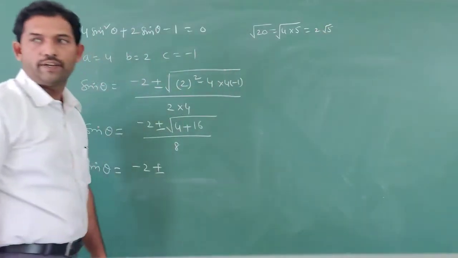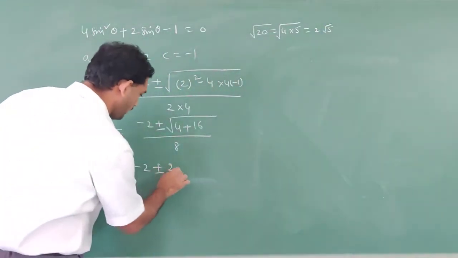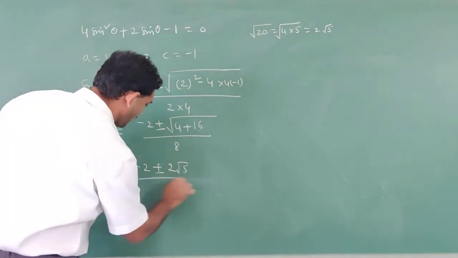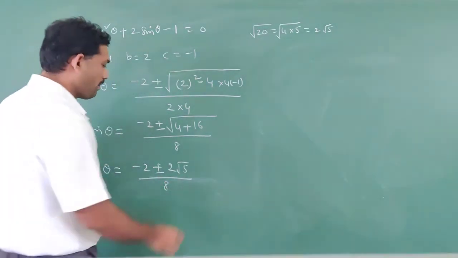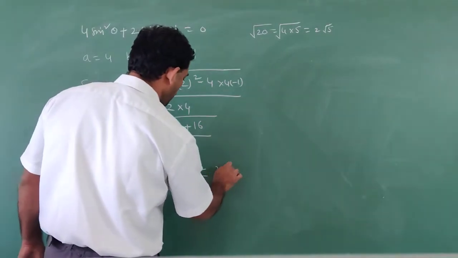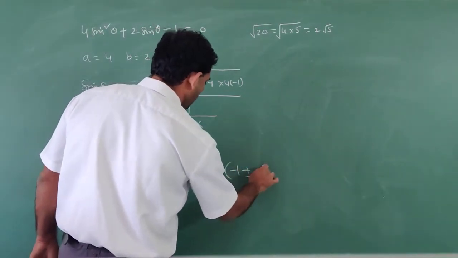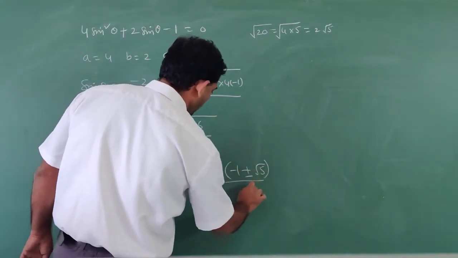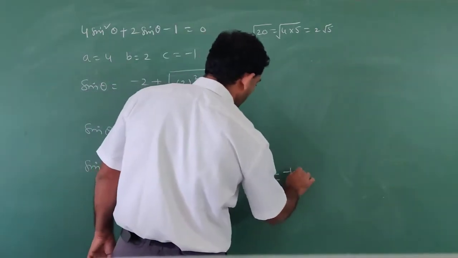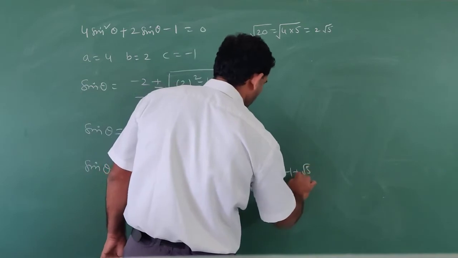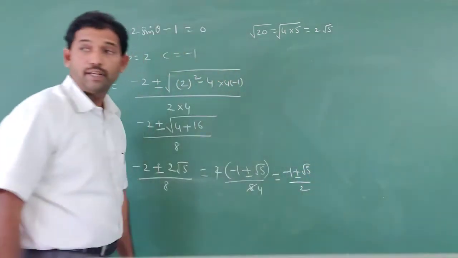So you can write directly 2 into root 5 divided by 8. So 2 is common, and we cancel. Minus 1 plus or minus root 5 divided by 4. So how much is that value? Minus 1 plus root 5 divided by 4. You take the positive value.